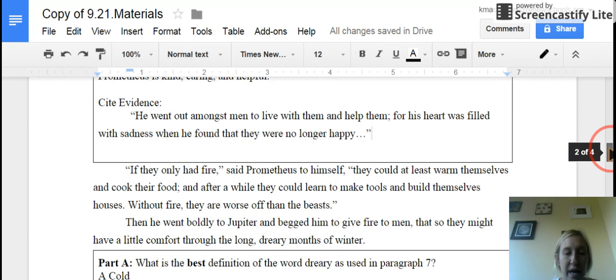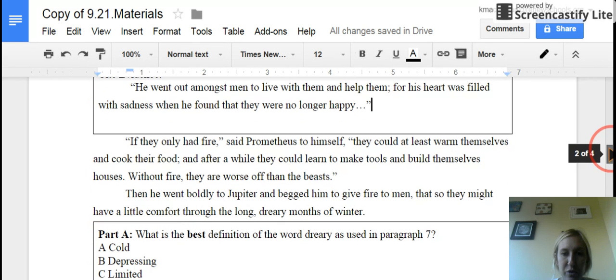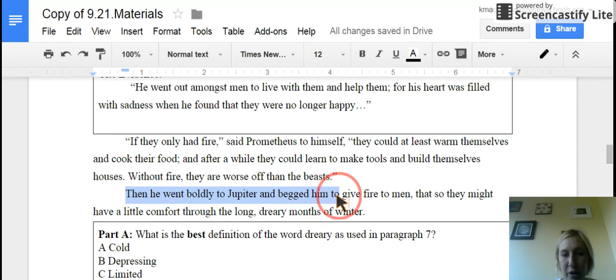If they only had fire, said Prometheus to himself, they could at least warm themselves and cook their food, and after a while they could learn to make tools and build themselves houses. Without fire, they are worse off than the beasts. Then he went boldly to Jupiter and begged him to give fire to men, so they might have a little comfort through the long, dreary months of winter.